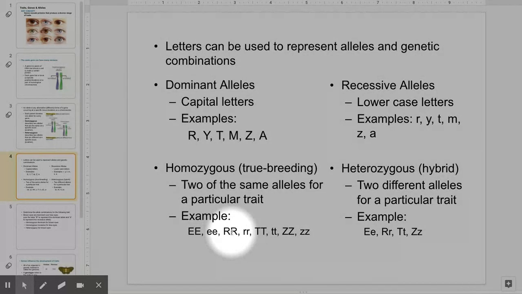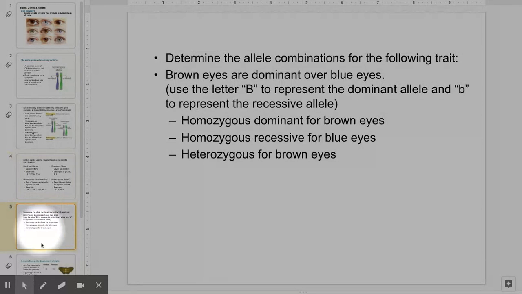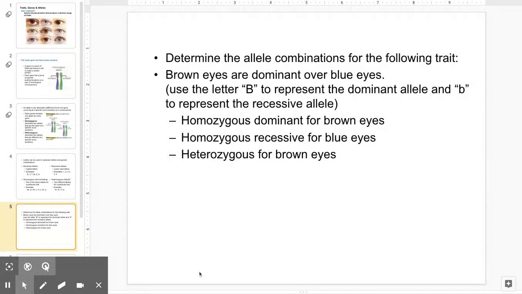Homozygous dominant, capital R. Homozygous recessive, lowercase r, lowercase r. If we jump over to heterozygous or hybrid, this is two different alleles represented by one capital letter and one lowercase. So capital E, lowercase e, capital R, lowercase r, so on and so forth. So there's a lot of opportunity to practice word problems and applications using this vocabulary.